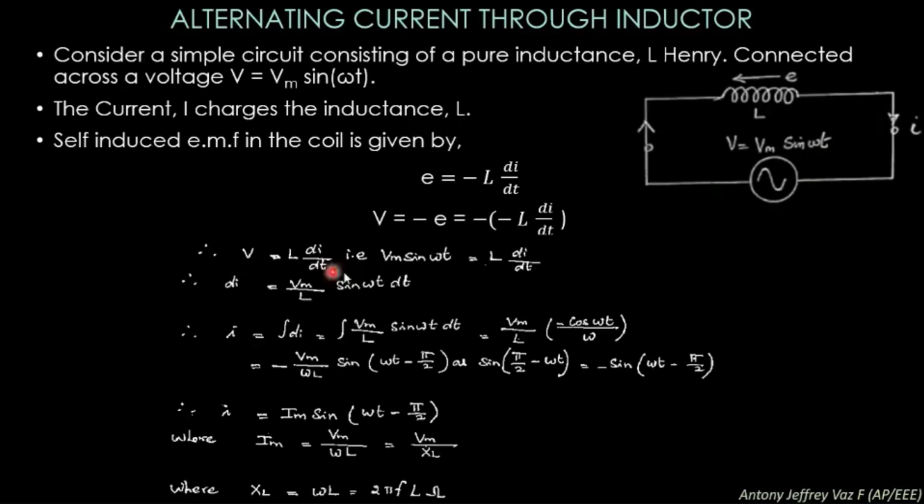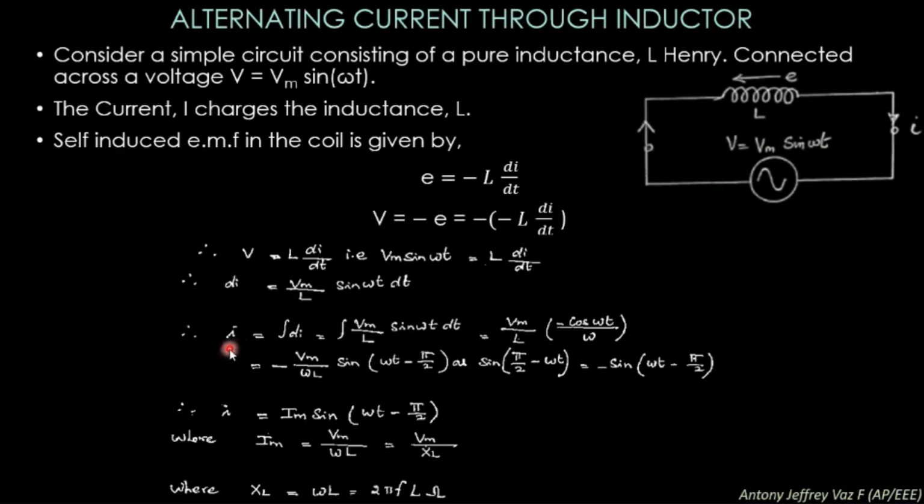where V is equal to Vm sin omega t, which will be equivalent to L di by dt. Here V is this one, so you are going to substitute Vm sin omega t equal to L di by dt. Next, you are cross multiplying all the terms. di is equal to, you are making di over here and cross multiplying all the terms over there. So you get Vm by L sin omega t into dt. To remove the differentiation, you need to integrate.